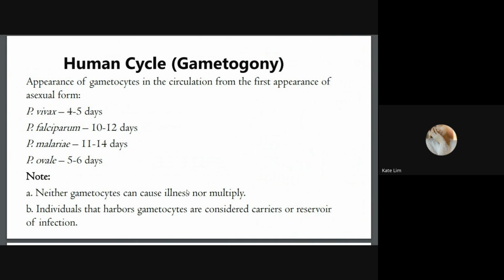People who actually harbor gametocytes are what we call carriers of infection or reservoir. Even though they might not show symptoms, they can pass the parasite on to the mosquitoes, which can then spread it to others. So this makes them important for the reservoir of infection. All right. So next.